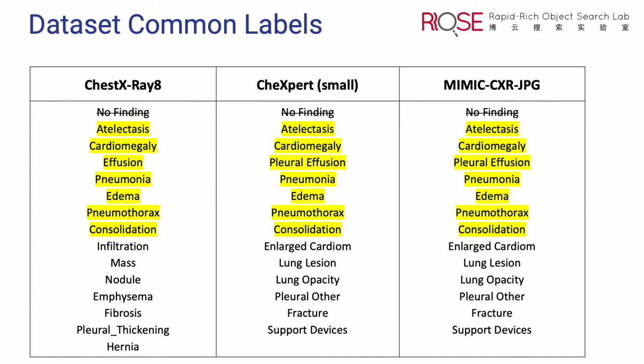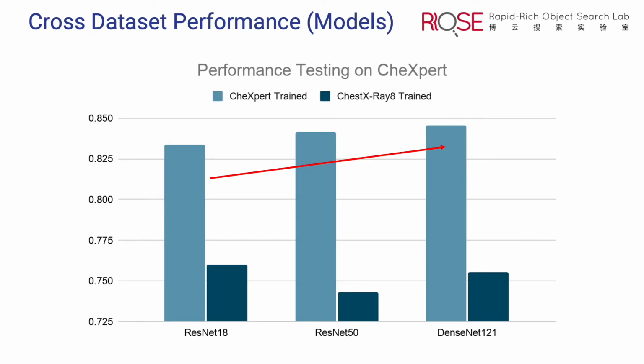Since we treat the AI diagnosis problem as a multi-label classification problem, we believe that the no-finding label can be removed in our training and testing. In the following experiments, the performances of each dataset are all based on the 7 common labels. In the previous slides, the more complex neural networks usually yield better performance. However, it may not be the case in the cross-dataset experiment.